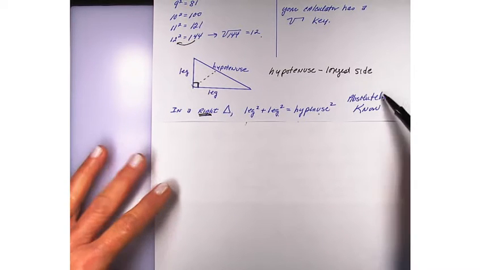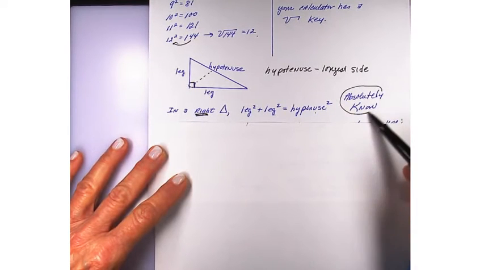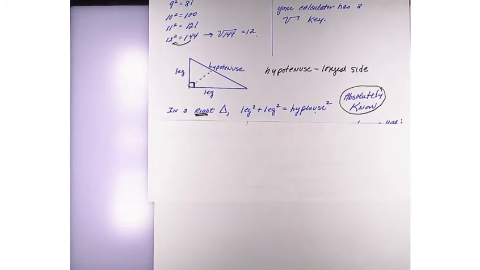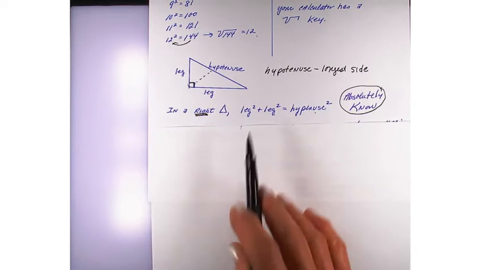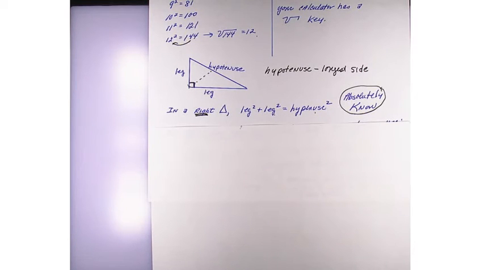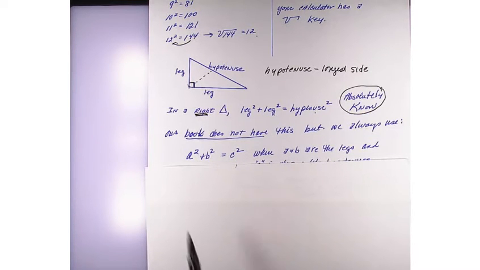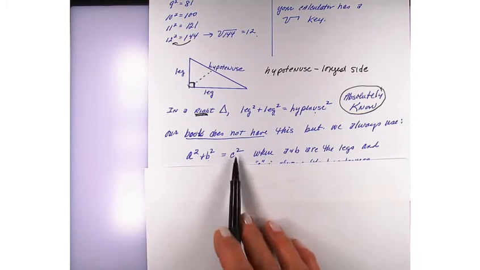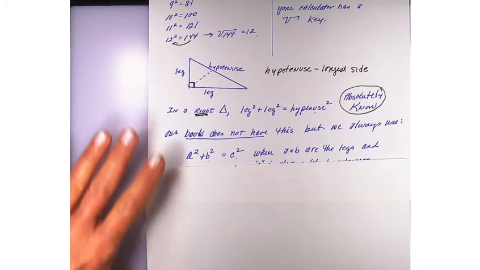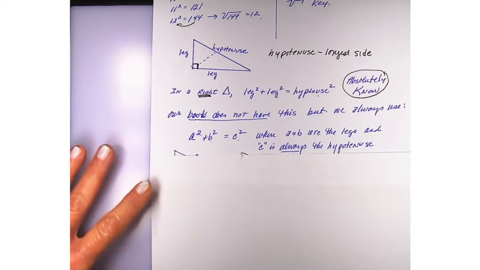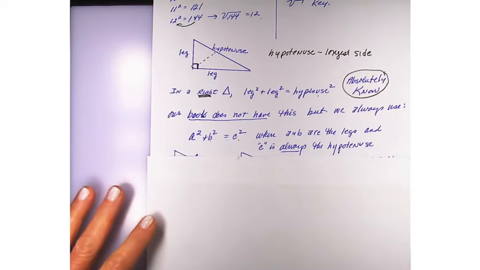So you absolutely have to know this. I'm not going to give that to you on the exam. So you have to know the Pythagorean theorem. The book does not use a formula for that. He always uses these words, which is fine. But in real life, we always say a squared plus b squared equals c squared, where a and b are the legs and c is always the hypotenuse.